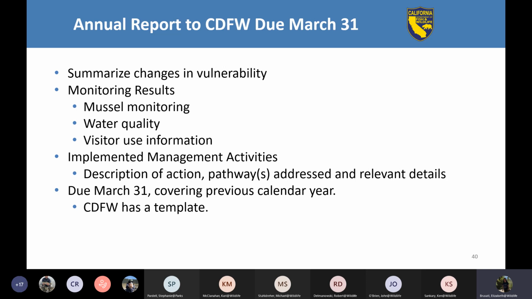And we provide a template that you can use. It is an optional template, but it will help you organize your information. So that's available on our website and can help you.